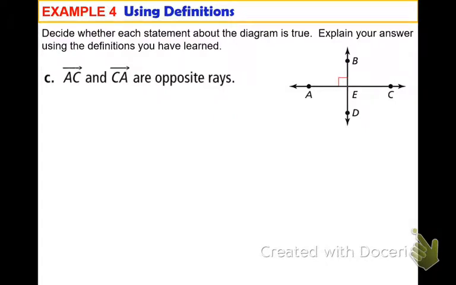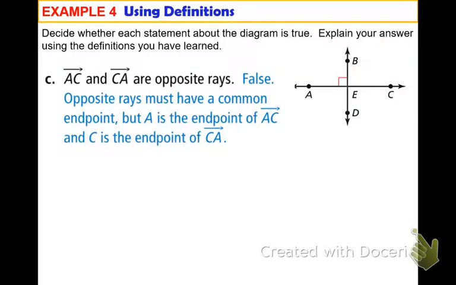The last, we have AC, which is going this direction, and CA, which is going this direction, are opposite rays. Do we agree? Does anybody else agree? Wait, no. Tito doesn't agree. Why aren't they opposite rays? They don't have the same endpoint. So they have different endpoints. That's the reason. They both definitely go in the opposite directions, but they don't have the same endpoint. So false because they don't have the same endpoint.